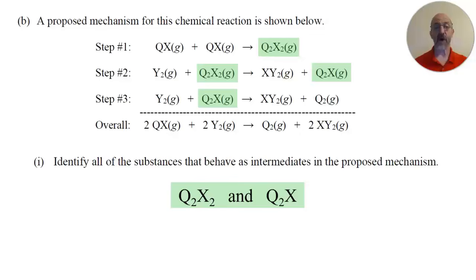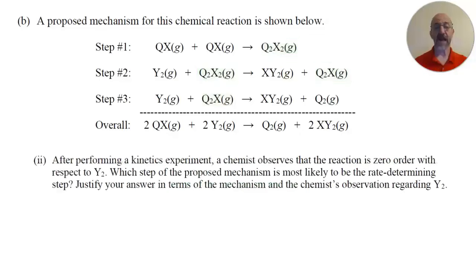Now let's take a look at part B double I, and it says, after performing a kinetics experiment, a chemist observes that the reaction is zero order with respect to Y2. So which step of the proposed mechanism is most likely to be the rate determining step? Justify your answer in terms of the mechanism and the chemist's observation regarding Y2.